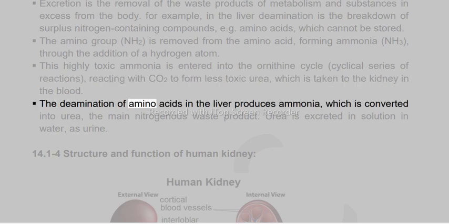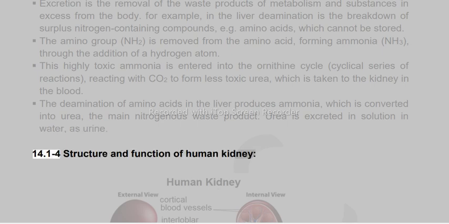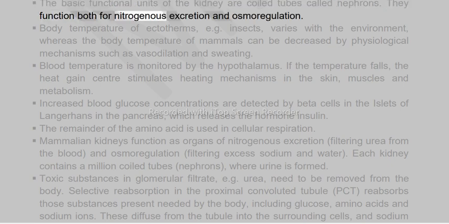The deamination of amino acids in the liver produces ammonia, which is converted into urea, the main nitrogenous waste product. Urea is excreted in solution in water, as urine. 14.1-4 Structure and function of human kidney. The basic functional units of the kidney are coiled tubes called nephrons. They function both for nitrogenous excretion and osmoregulation.